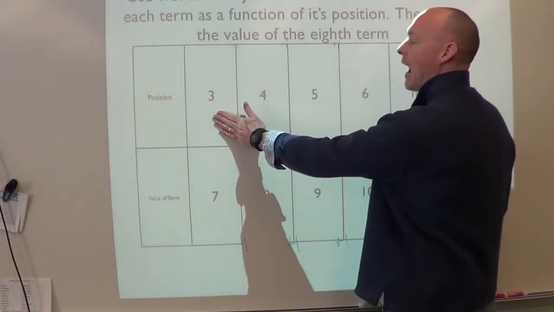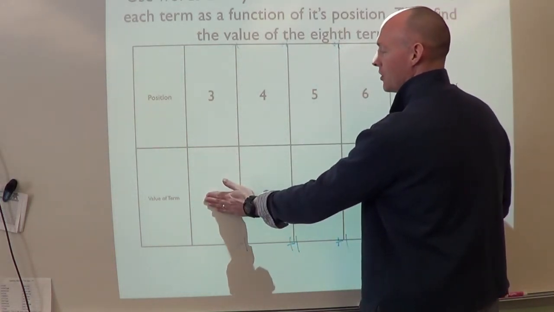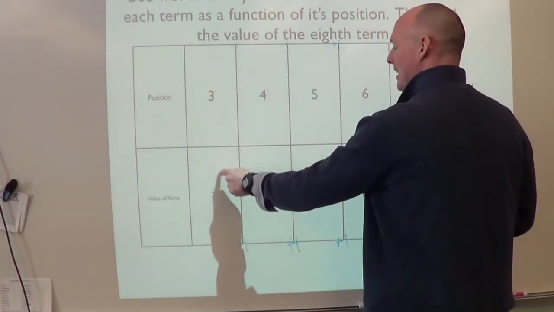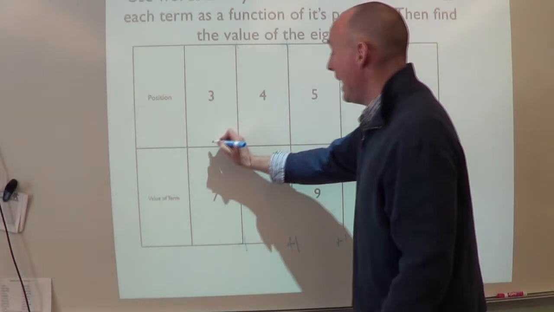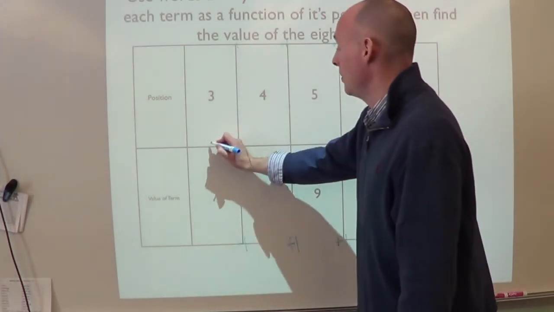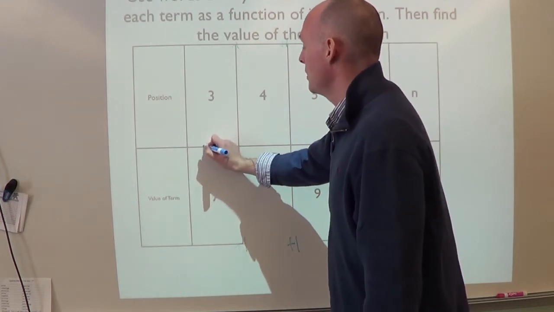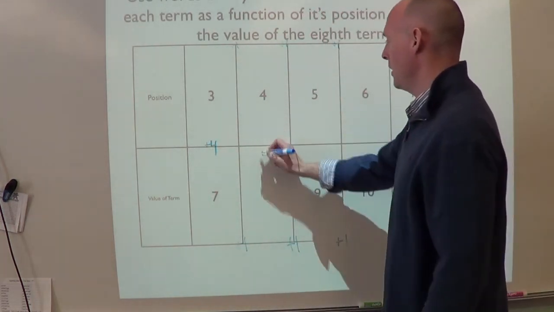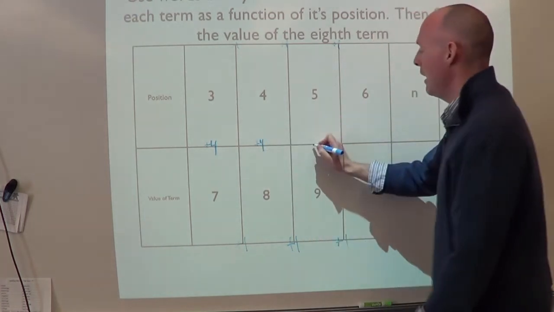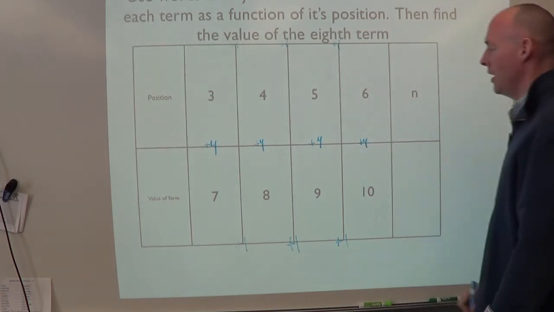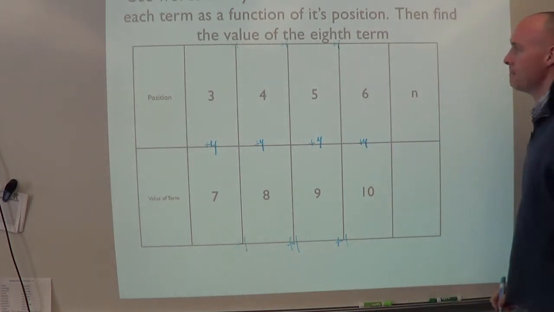Okay, so now we look. How do I get from 3 to 7? We could do a guess and check. From 3 to 7, we add. Is there anything we can multiply to get to that? No. So we add plus 4. Does that work? 4 plus 4? 5 plus 4? 6 plus 4? It does. 6 plus 4 is 10.